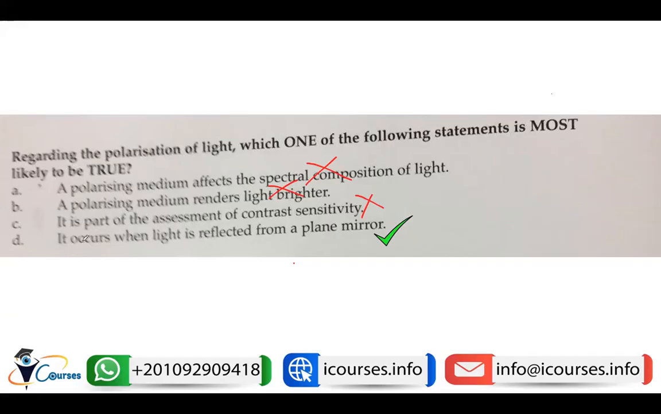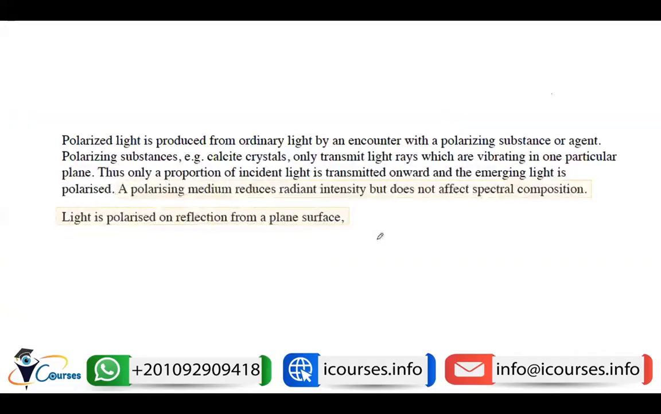And according to Elkington, the polarization of light can occur when light is reflected from a plane mirror. This sentence is typically extracted from the Elkington book. I quote this paragraph from Elkington: a polarizing medium will reduce the radiant intensity, so it will decrease the intensity of light, but does not affect the spectral composition. And light is polarized on reflection from a plane surface. This is as per Elkington.